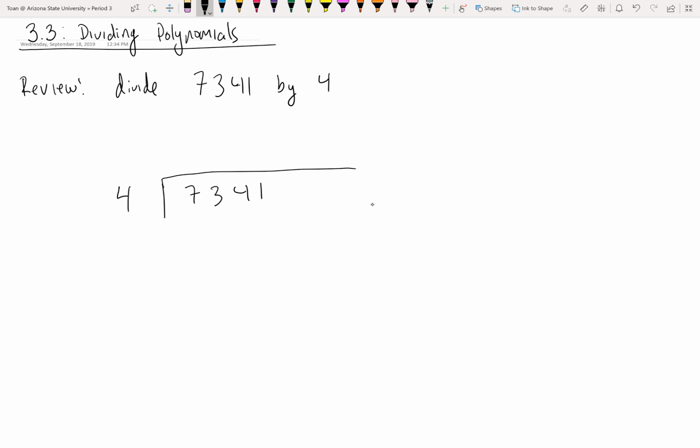So the first thing you would ask is, okay, how many times does 4 go into 7? Note, we said 4 into 7. We didn't say how many times does 4 go into 7,341. So you only look at the first number when you do the division algorithm. So of course, we know the answer is 1. So that was the very first thing that we did. We divided.